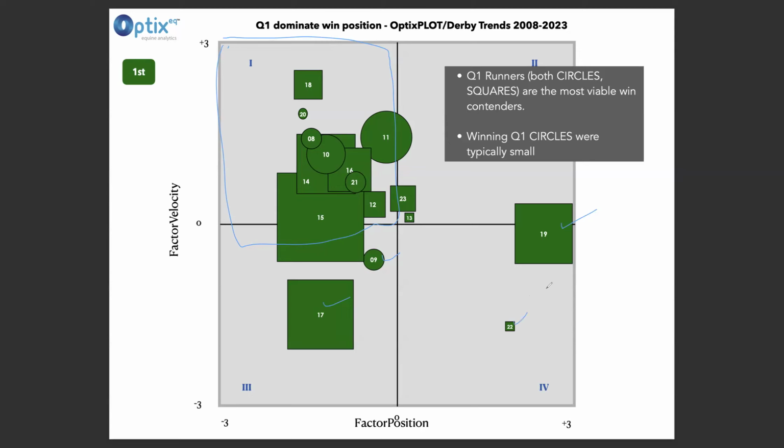So for the most part, other than these anomalies, you can see quadrant one has dominated. So when you're looking for the winner, even if it's a square or circle, and for people who are new to Optix and don't know what a square or circle means, it just means the relative closing ability of a horse. A square means the horse finishes faster than a circle. But the point you want to take out of here is quadrant one dominates the Kentucky Derby on the win end. Okay, let's go to the next slide.